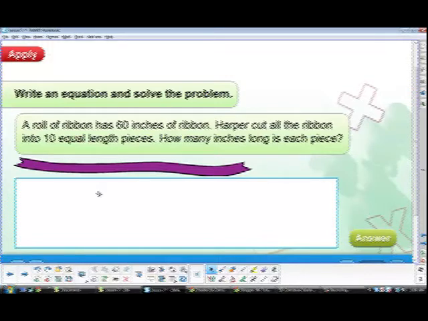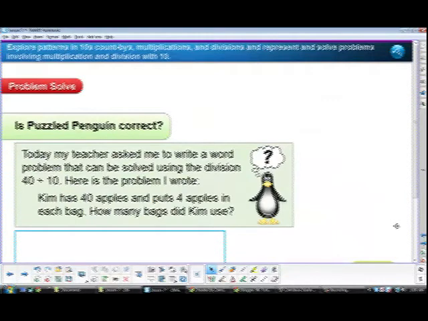Harper cut it into 10 equal lengths. This is something new. This is called the puzzled penguin. Is he correct? Yes or no? This is your third question on your assignment tonight. Is he correct?